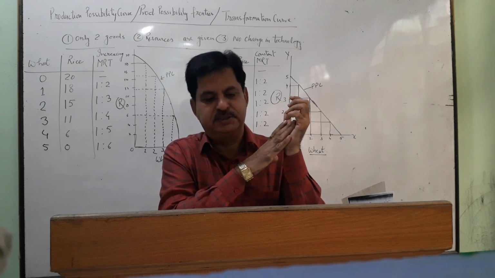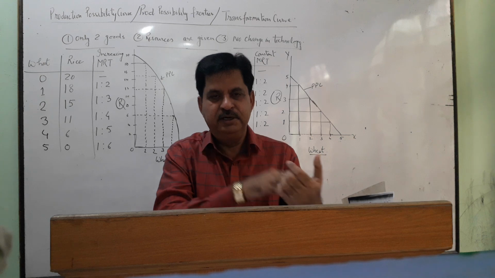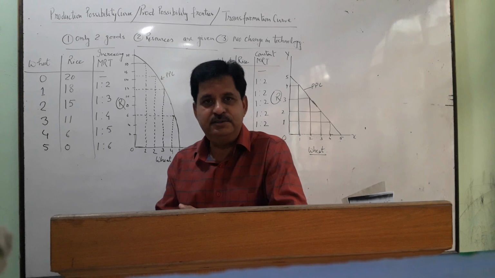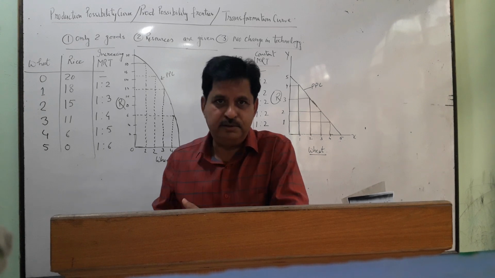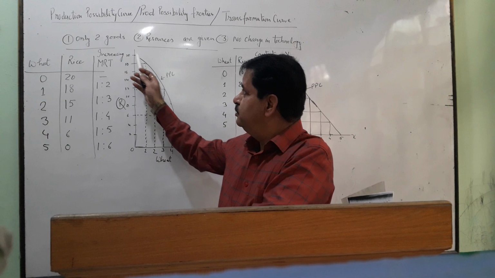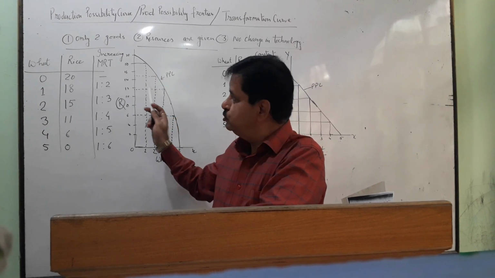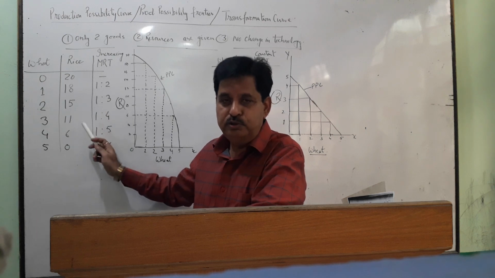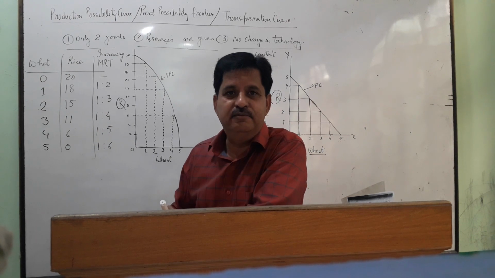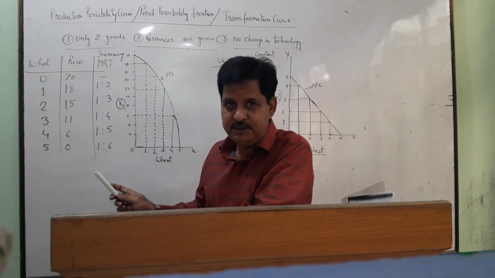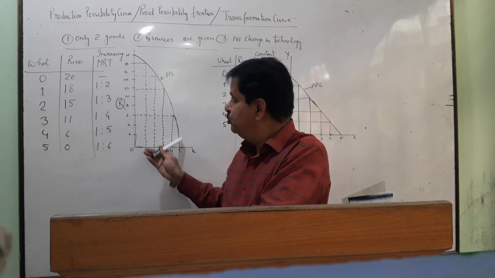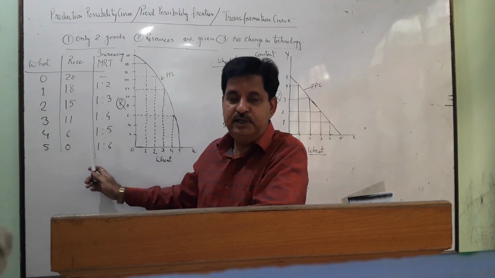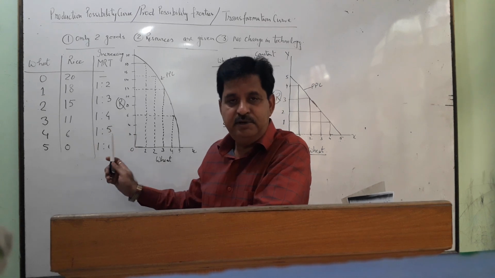In this video we will be discussing the production possibility curve. This is a very important topic in 11th class. Production possibility curve means the curve which shows different combinations of producing two goods with the given resources and given technology. It shows different possibilities of production of two goods with the given resources and given technology.